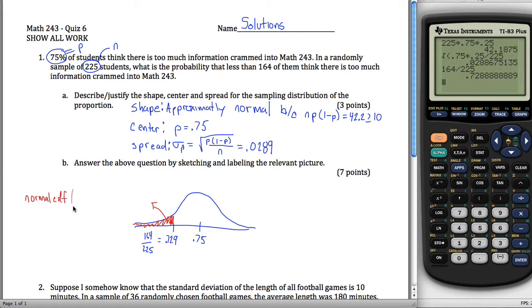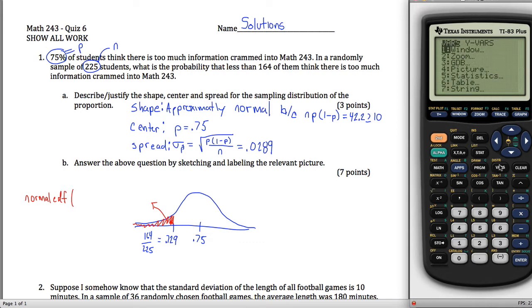And what I will put into normal Cdf is the point I'll show you. Let's go into here to distribution. You hit second and then variables, and then go to normal Cdf. My left endpoint, I don't have a left endpoint, so negative some big number will work. My right endpoint is this value, 164 divided by 225. I guess I should be writing this here.